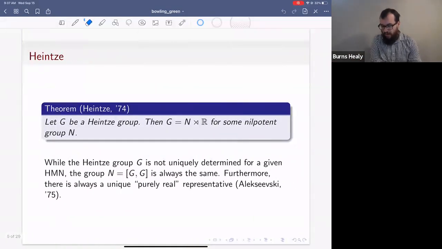Okay, so if you have a Heintze group, you can always decompose it as N semi-direct R, a one-dimensional R, for some particular nilpotent group N. And here's where we have our first ambiguity. If I start with a Heintze space and I want to pick some Lie group that acts on it transitively, i.e., a Lie group that admits a left invariant metric that makes it isometric to the Riemannian manifold that I started with, then there is some choice involved.